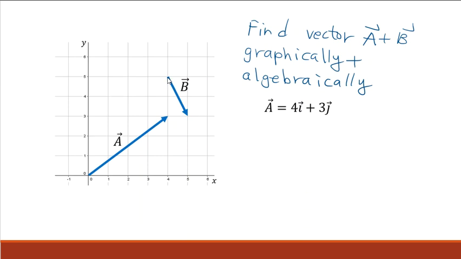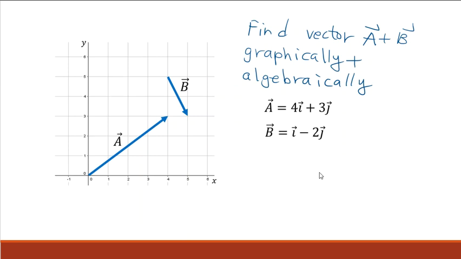Vector B, start from the beginning of vector B to the end of vector B. Don't get thrown off by the coordinate axes. So I'm going right 1 and down 2. Right is positive in the x-axis, so that's positive 1i. Down 2: down is negative in the y-axis, so I'm going down 2, negative 2j. So vector B equals i minus 2j.